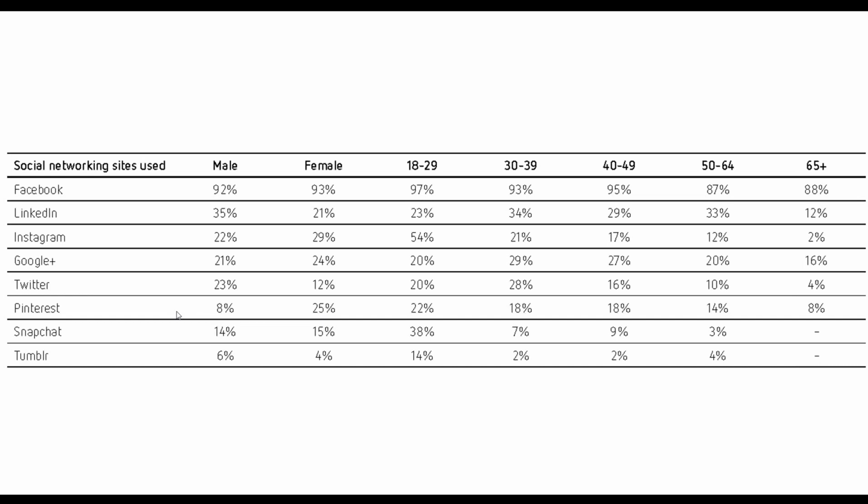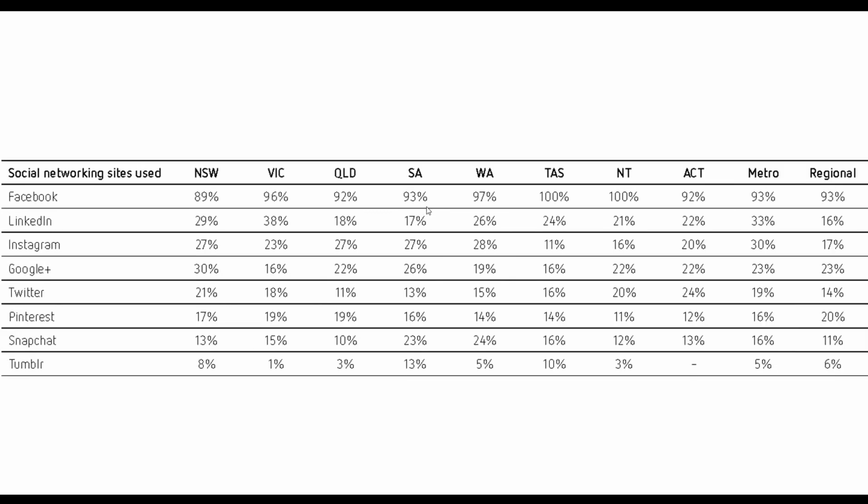Now, this looks pretty simple to consider South Australia. We are over here. We're a little bit lower in terms of our Facebook penetration compared to, say, Western Australia, 93%. We're lower in LinkedIn, but still those trends in terms of Instagram, Facebook, even Snapchat to an extent hold true.